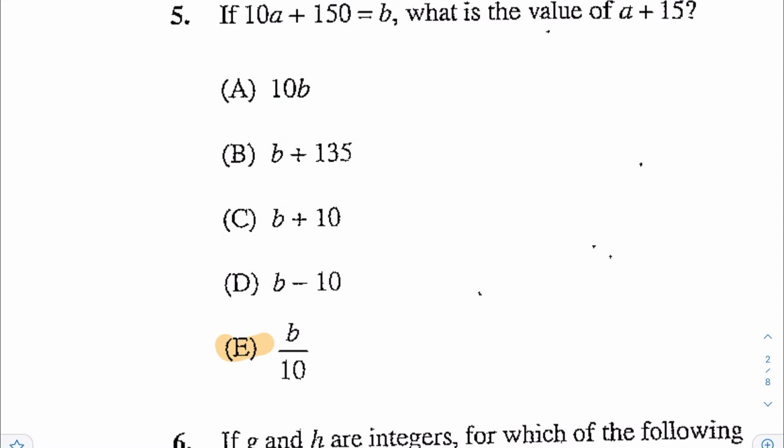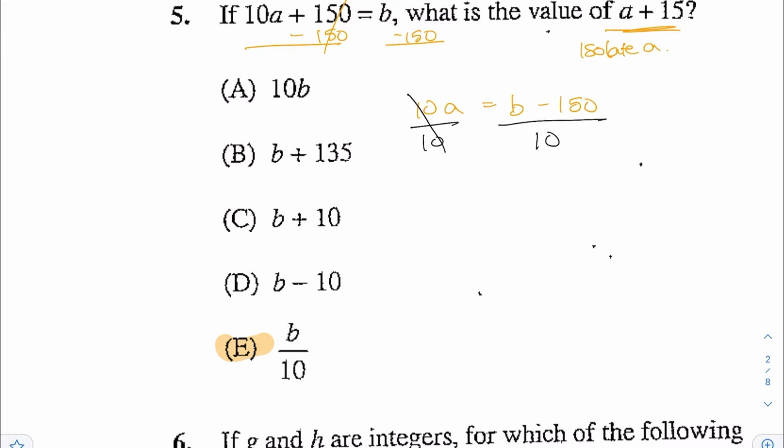All right, next for number 5, if 10a plus 150 is equal to b, what is the value of a plus 15? So here you have this equation with 2 variables, a and b, and you want to get a by itself and add 15 to it. So the first thing is to isolate a, and to isolate a, you're going to have to use inverse operations. So the first step would be to subtract 150 from both sides. And that will give you 10a is equal to b minus 150. And then the next step would be to divide by 10. And when you do that, you will get a is equal to b minus 150 over 10.